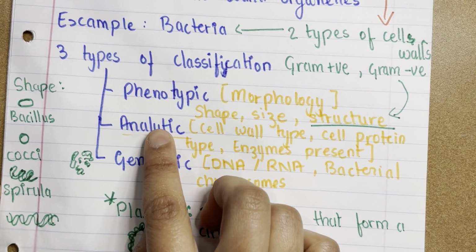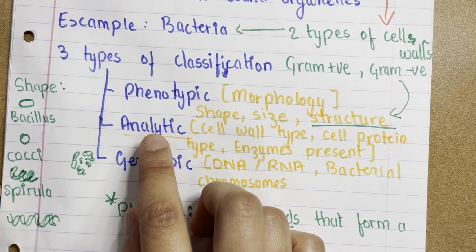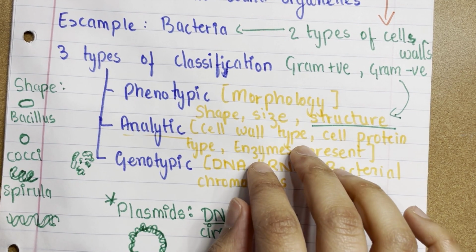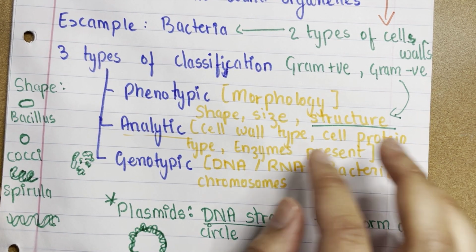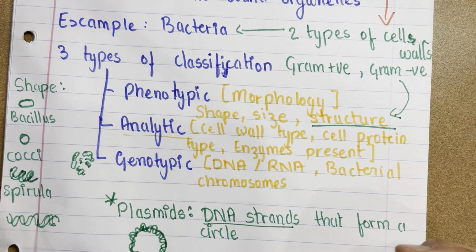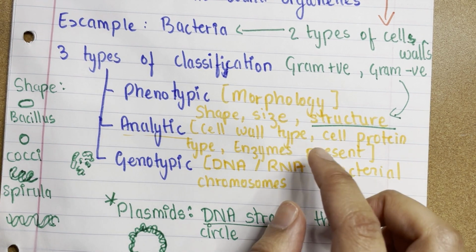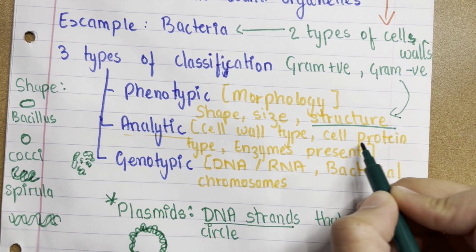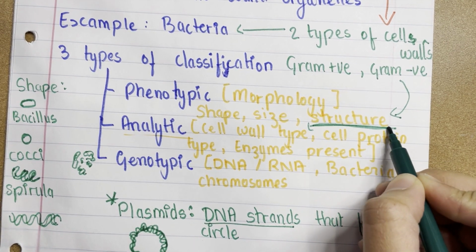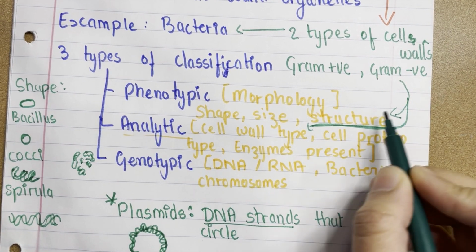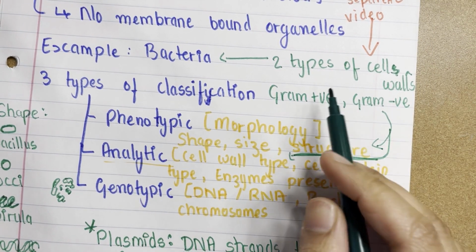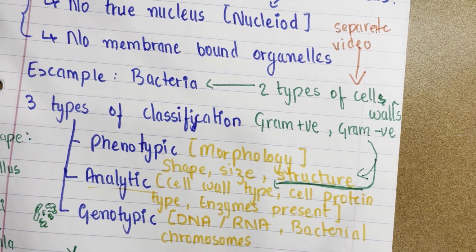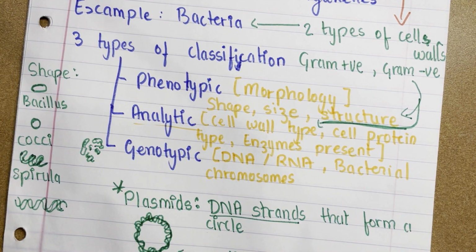And then moving on to the second classification, it is the analytic classification, and it has the cell wall type or the cell protein type or the enzymes that are present in the bacteria. And this relates to the gram-positive and the gram-negative cell wall. And if you need to brush up on that again, watch the separate video that is on the channel, which will help you understand that better.